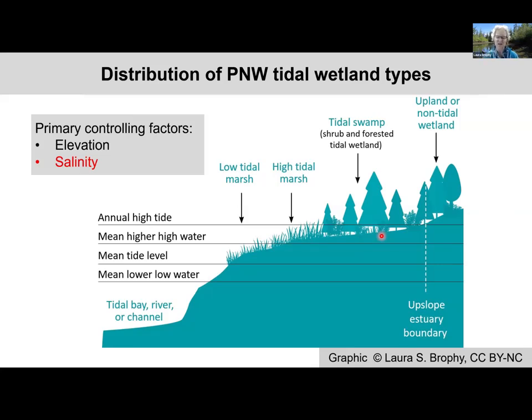The factor that distinguishes which is occurring in which location is salinity. So this distribution is both a function of elevation and salinity. And our tidal swamps, these shrub and forested tidal wetlands, are found in both brackish salinities and fresh salinities.